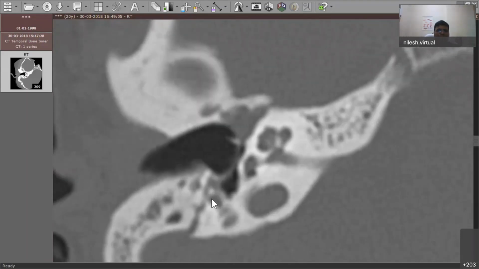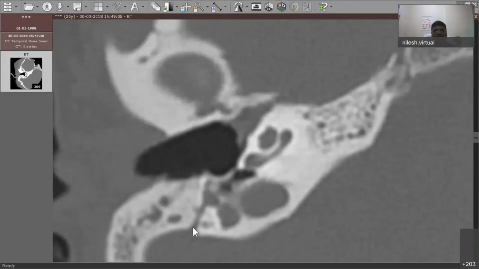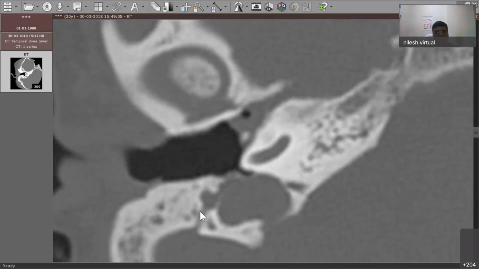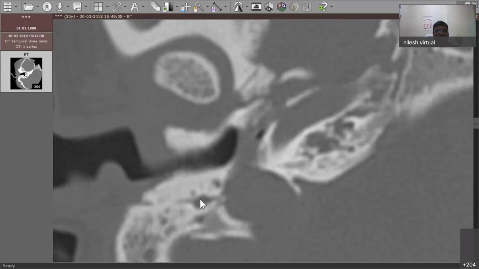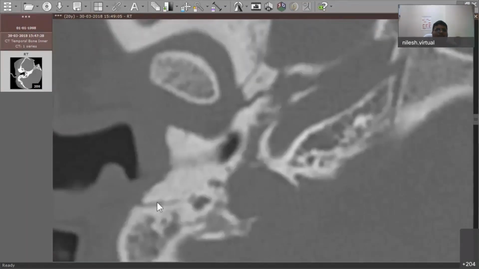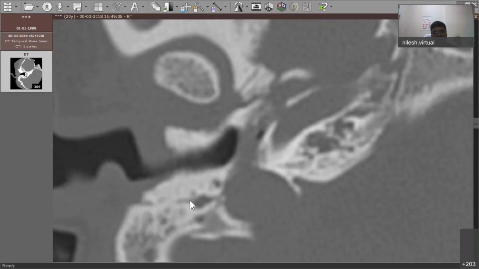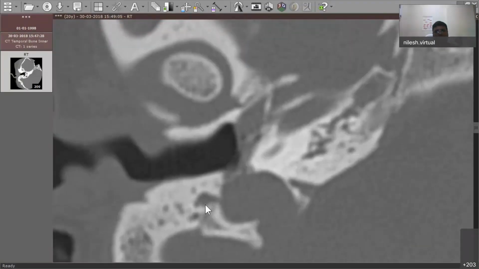Once you reach the vertical segment, what you are seeing is another fracture line coming from the sinus plate and going over the vertical segment of the facial nerve. Then you keep coming down, and there is a third fracture line coming from the outer part of the mastoid cortex. Again it is affecting the vertical segment of the facial nerve.